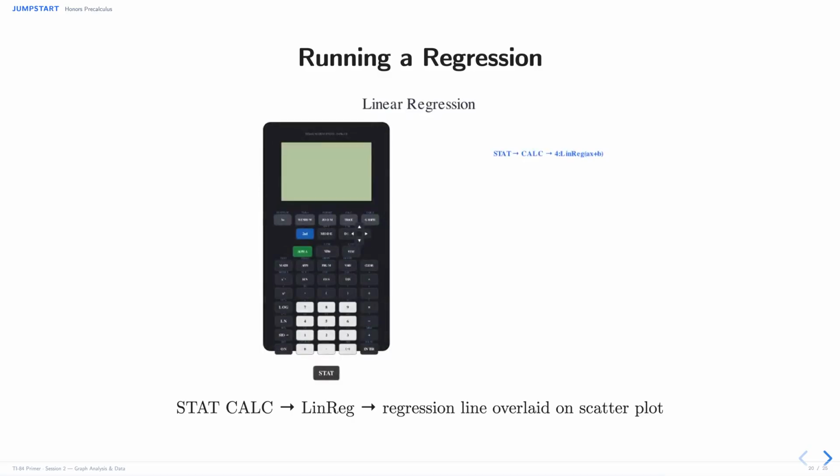To run a regression, start by entering your data in L1 and L2 as we discussed. Then, access the Stat menu and select the regression type you want, such as linear regression. Set X list to L1, Y list to L2, and store the regression equation in Y1. After pressing Enter to calculate, you will see the regression equation displayed, and you can graph it to see how well it fits your data.